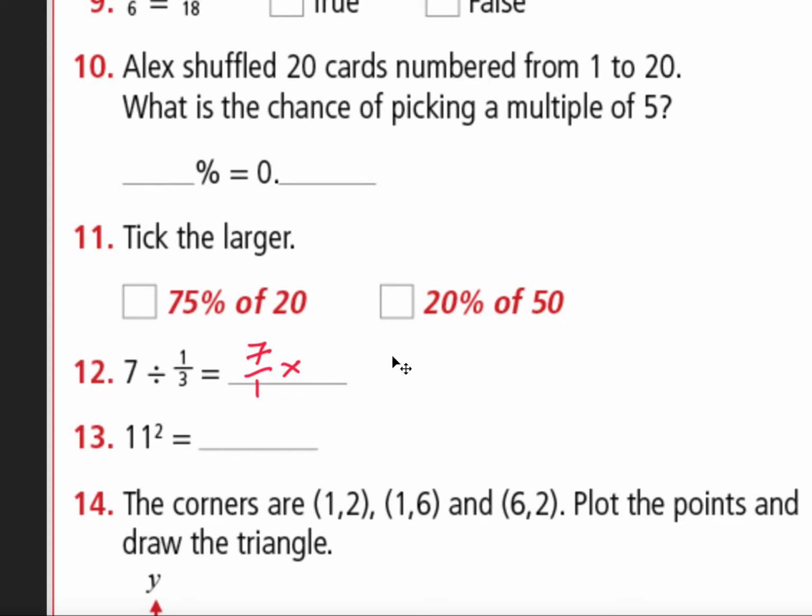Number 11, we've got 11 to the power of 2, or 11 squared. You can read that as 11 squared or 11 to the power of 2. And what that simply means is 11 multiplied by 11. So I'm going to let you work out the answer for that. That'll tell you what 11 squared is.